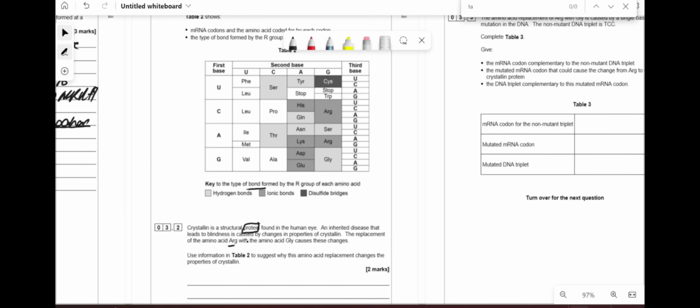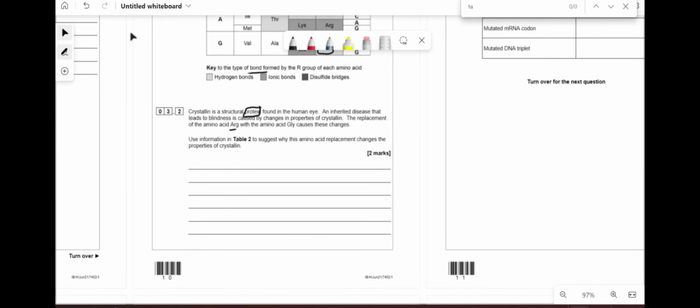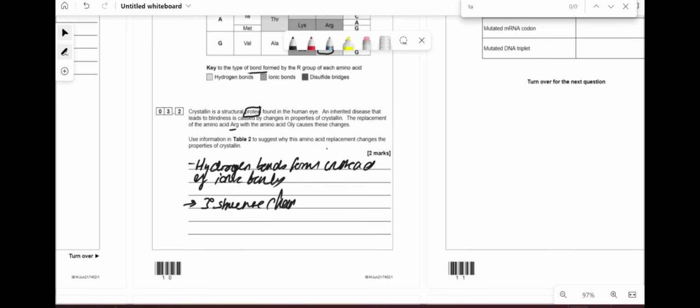We need to see if this substitution changes that. So we're going from arg, which is here, and that's an ionic bond, to gly, which forms hydrogen bonds. So you have switched bonding. You've changed from ionic bonds to hydrogen bonds, so that's going to alter the tertiary structure. And that's what the mark scheme says. That's what the answer is: hydrogen bonds form instead of ionic bonds, so the tertiary structure changes. This isn't an enzyme, so you do not need to talk about active sites.